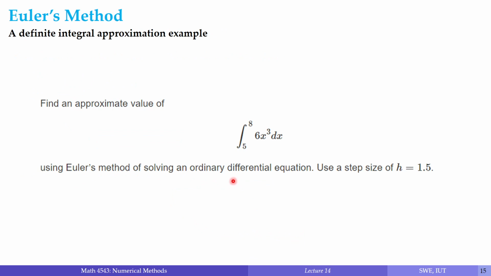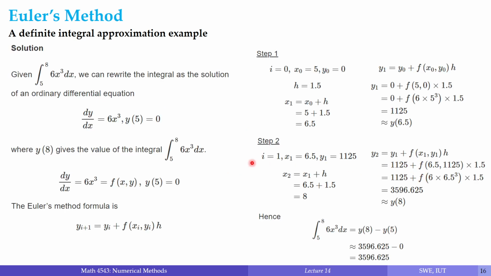We'll see how this application of Euler's method works on an example definite integration. We are trying to integrate the function 6x cube from the lower limit 5 to the upper limit 8 with respect to dx. We have to use Euler's method, and we have to come up with an ODE to represent this integrand. They have asked us to use a step size of h equals 1.5. Let's see how we can do that.